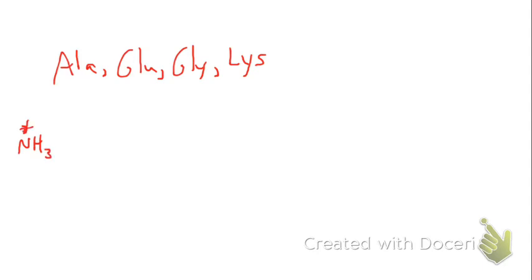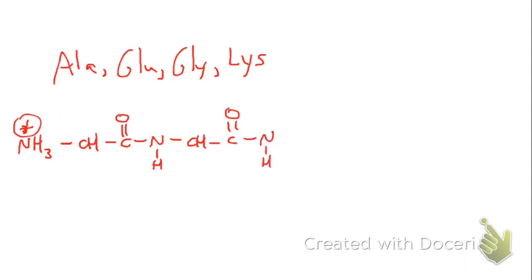Let's draw this. So we have alanine, glutamate, glycine, and lysine. And I want you to calculate the pI, the isoelectric point, of this tetrapeptide. So, N, C, C double bond O, N, C, C double bond O, N, C, C double bond O, and then one more, N, C, C double bond O. All right. So once we get that, now we can do the R groups.